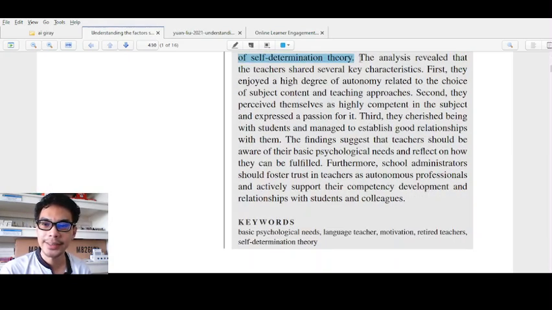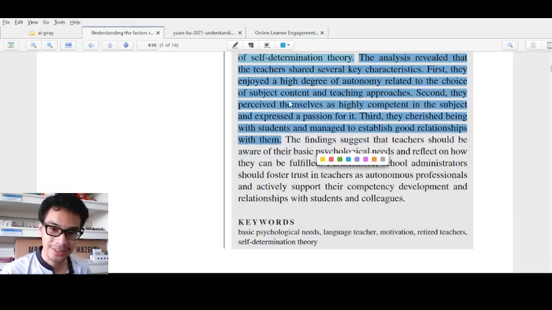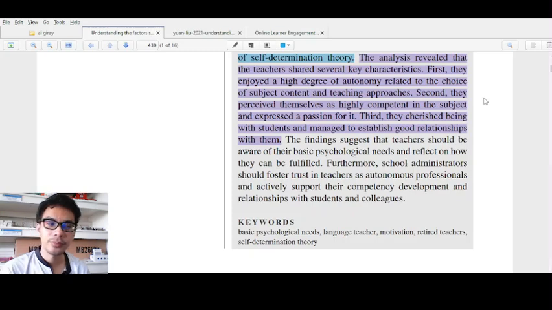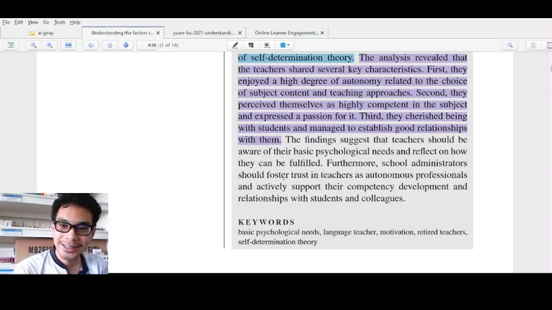Next is this portion. This is very long. This should be the longest, because this is the meat of your paper. That's about the results. Okay, what were you able to get? No more, no less. And lastly, we've got this one.